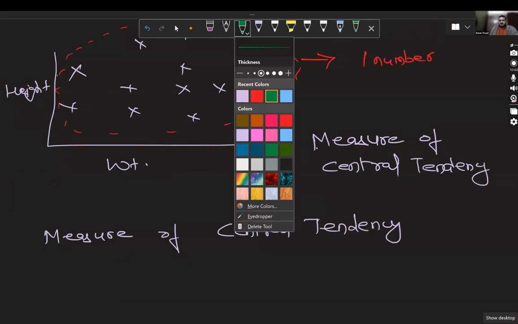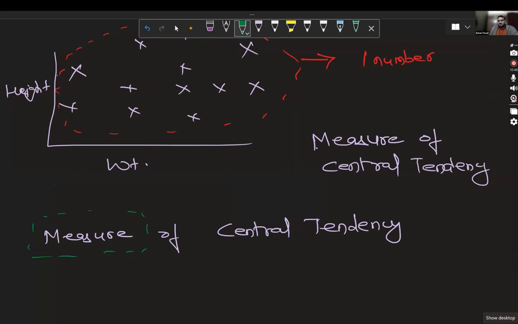So let's break it. There are two keywords: one is measure and the other is central tendency. If you own a car, nobody asks you how old your car is or how many kilometers you drive. They ask, can you tell me how many kilometers it has run so far, or maybe what the average of this car is, right?